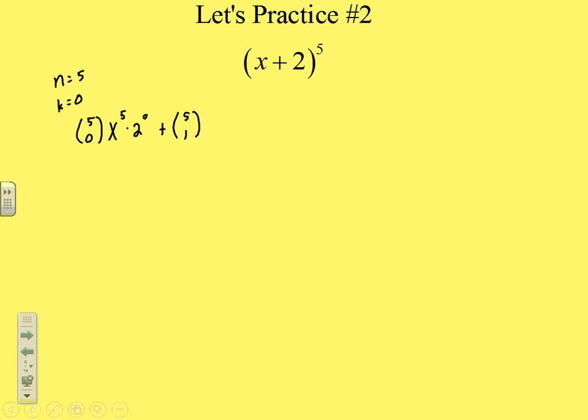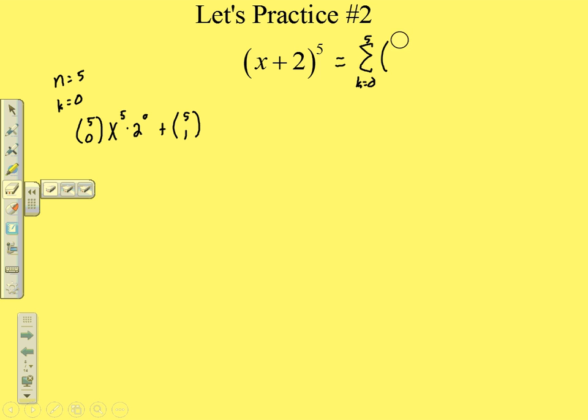So let me go ahead and write this out. Here we would say the sum, k equals 0 to 5, of 5 choose k, in this case, x to the 5 minus k power times 2 to the k power. That's the summation process that we're going through.